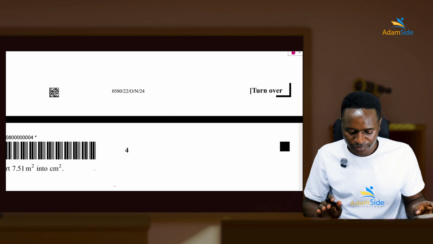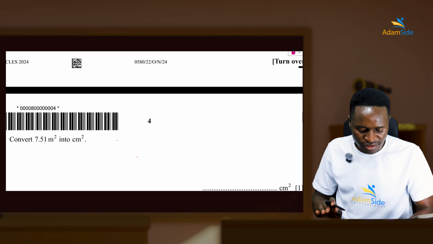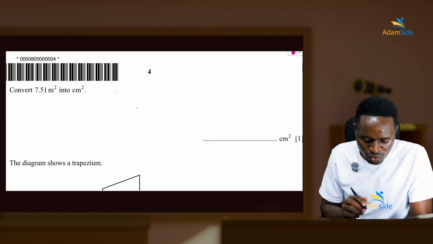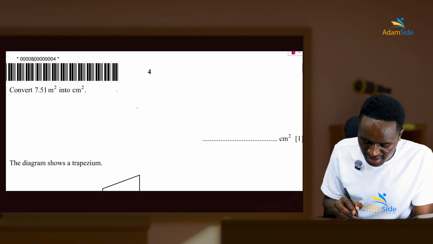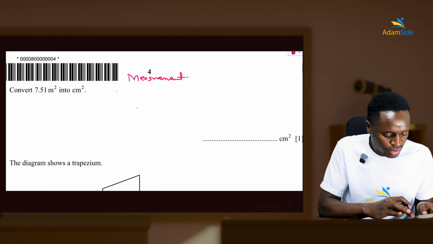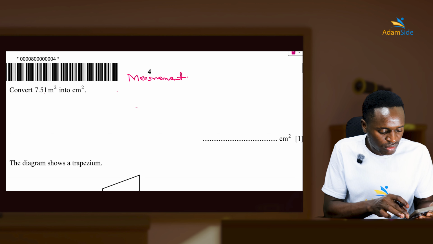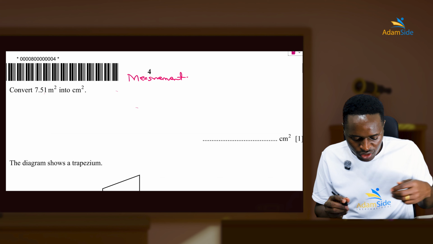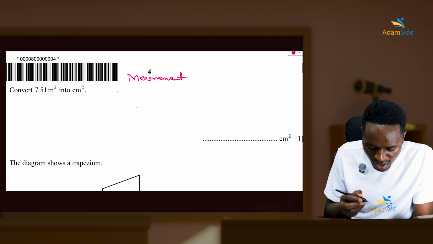Next question. Convert 7.51 square meters into square centimeters. This is in the topic of measurement, the unit of measurement, and it's not a big deal. Here we need to know how to convert.